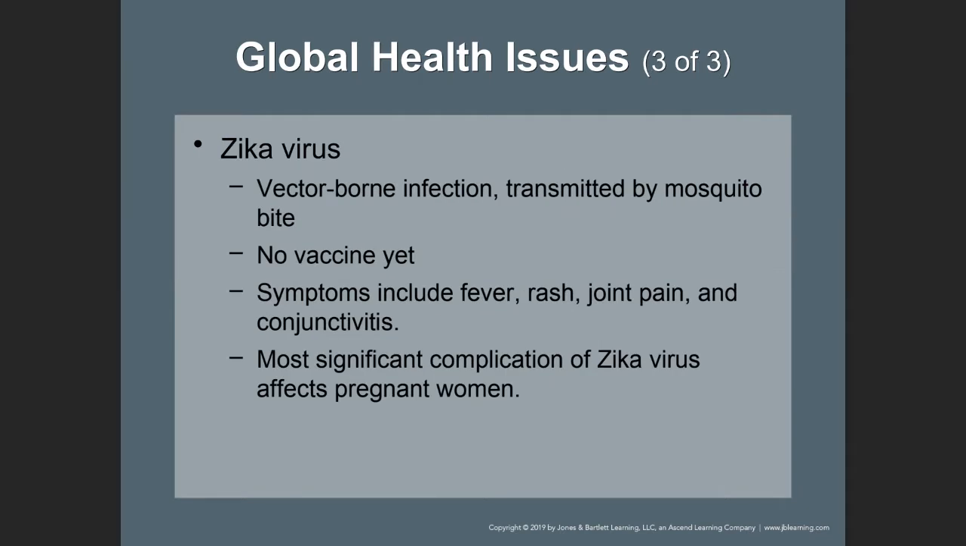The Zika virus is a vector-borne infection transmitted by mosquito bite. No vaccine exists as yet. Symptoms include fever, rash, joint pain, and conjunctivitis. The most significant complication is associated with pregnant women, so it can cause some serious problems in pregnant women.